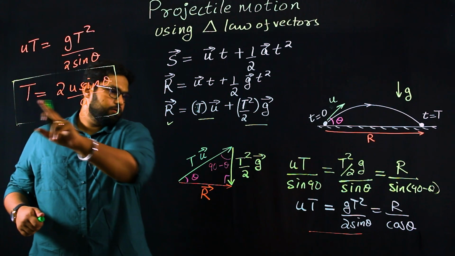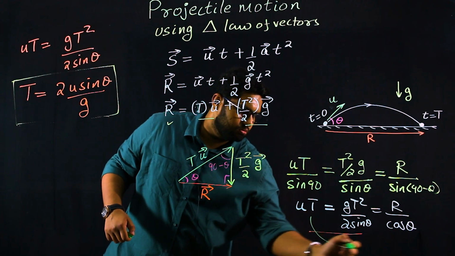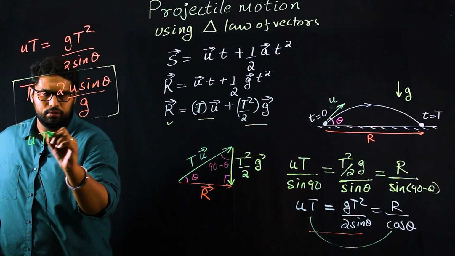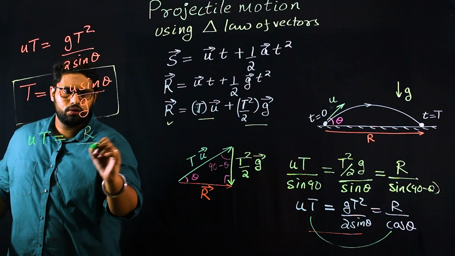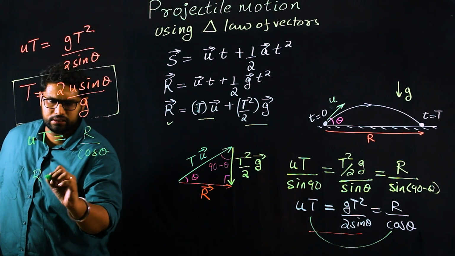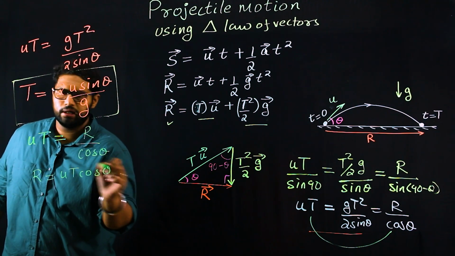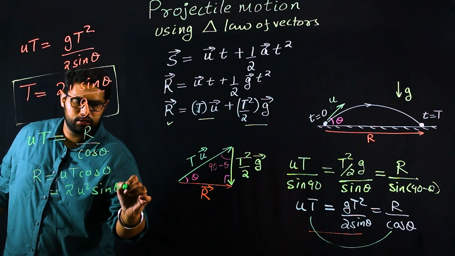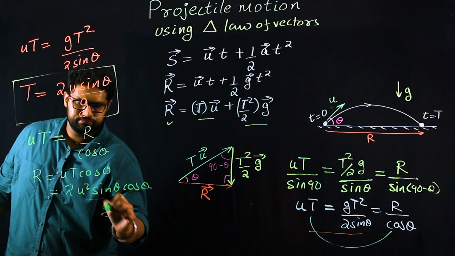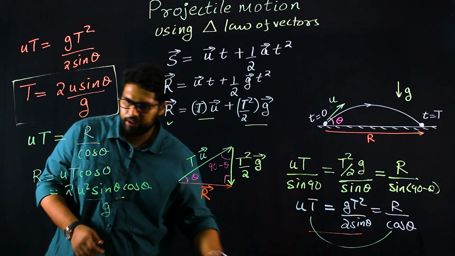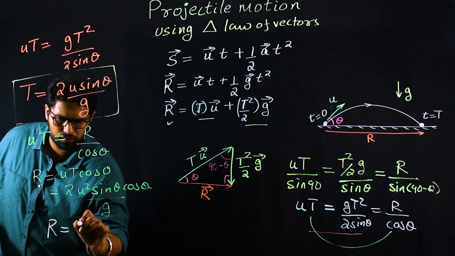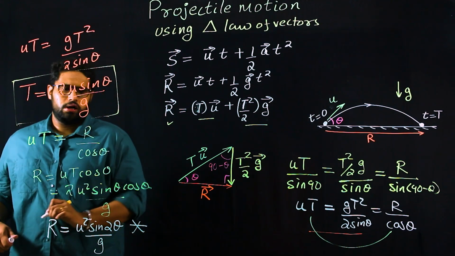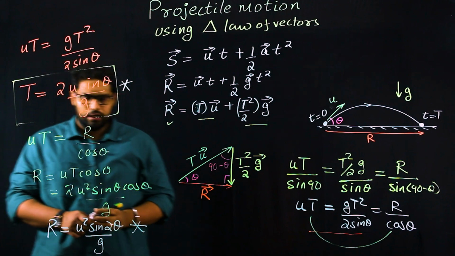Okay, and once I have this time of flight, all I need to do is just look at these two, this particular equation, that is u into T is equal to r by cos theta. That would give me r is equal to uT cos theta. Now just plug in the value of T here, you would get 2u square sine theta cos theta by g. Alright, and simplifying the same, you would get r is equal to u square sine 2 theta by g. That is your range of the projectile, and this right here is the time period of the projectile.